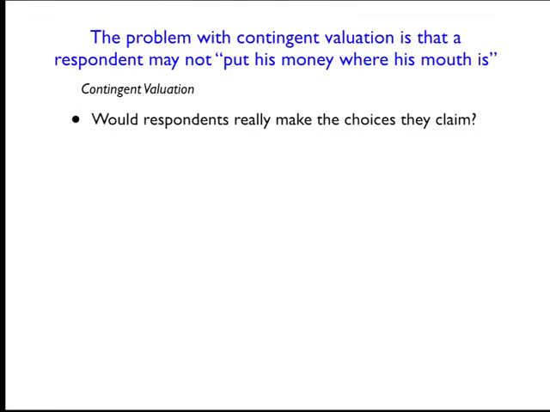Okay, so the problem with contingent evaluation is that a respondent might not essentially put their money where their mouth is. Because we're not observing an actual market transaction, we don't know whether respondents would really make the choices that they claim to make. This is probably something we'll see in the survey results too, but that's just my guess. We'll see. There are three primary types of biases that could cause respondents to claim they would make a choice that, faced with a scenario where they actually had to engage in that transaction with real money, they would not end up making.